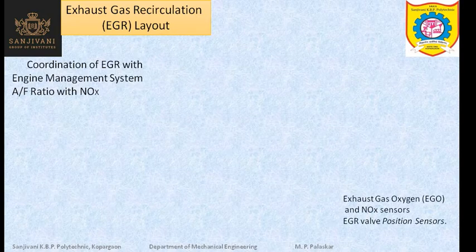So we are using various sensors. We are using the exhaust gas oxygen sensor, the EGO sensor. How much oxygen is present in the exhaust gas is sensed, and how much air is entering through the inlet manifold towards the engine is also sensed. Then the NOx, the nitrogen oxides which are leaving the engine cylinder through the exhaust, are also sensed. What is the percentage and quantity of NOx is sensed by the various engine sensors. And the EGR valve positions are also sensed.